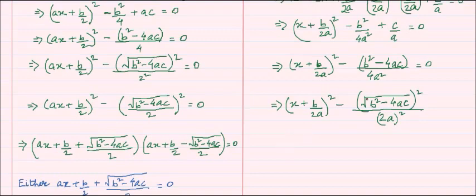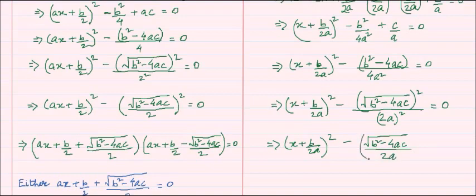So now we would like to combine the numerator and the denominator. So we write equal to 0, of course. So we write x plus b by 2a whole square minus b square minus 4ac by 2a whole square is equal to 0.